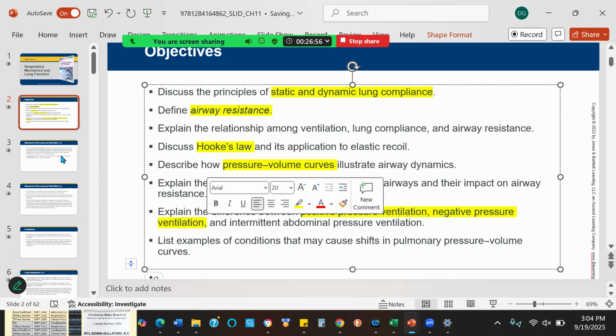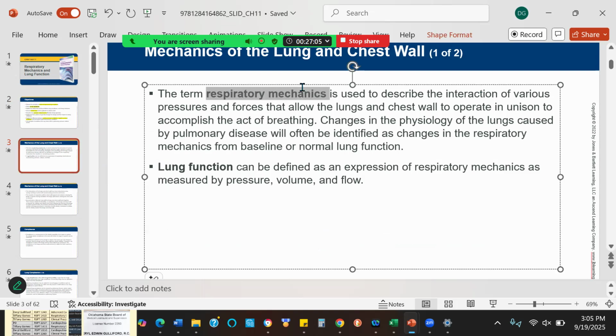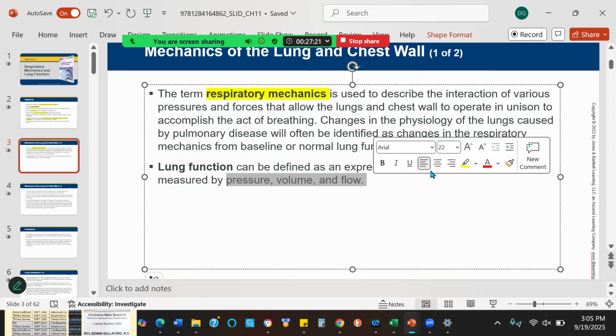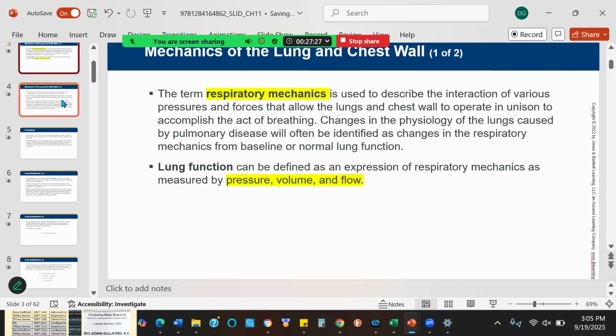There are certain waveforms that you just need to know, and we'll make sure you know those as you go through the program. But respiratory mechanics is the term that basically describes this whole process, the forces that allow the lungs and chest wall to operate effectively, keep the lungs inflated and ventilated. Lung function is the expression of the respiratory mechanics. And you are going to do something called a pulmonary function test, which you will learn very soon. And you'll also learn to interpret.